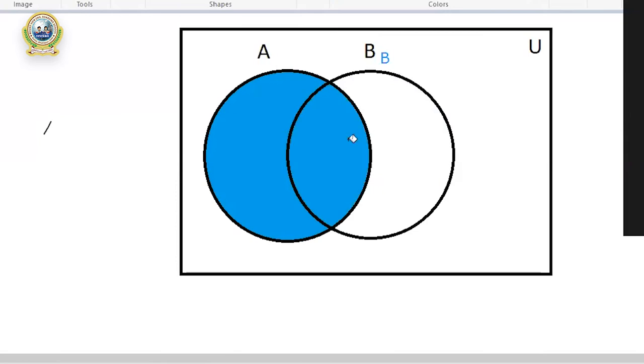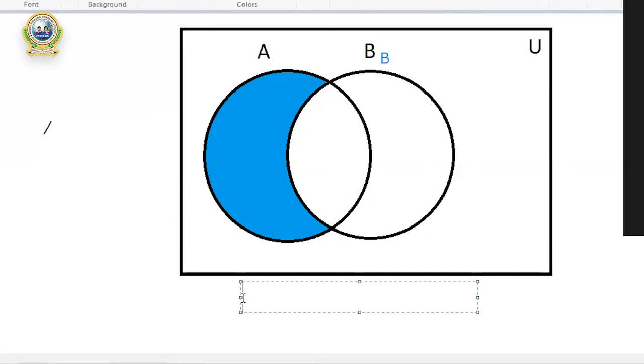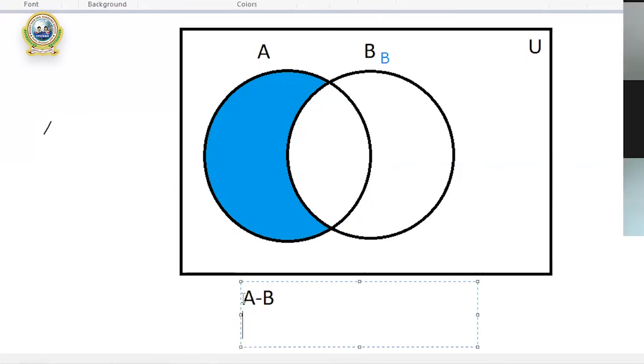Because that part also includes B. Good. That means, look, this is A minus B. This is A minus B, but in terms of cardinal number, we write it as n only A. We write it as n only A. Has everyone understood? A minus B is nothing but n only A.